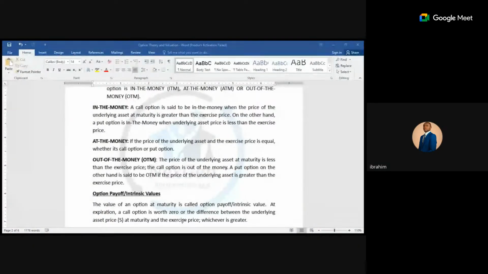In the money: a call option is said to be in the money when the price of the underlying asset at maturity is greater than the exercise price, meaning that you will make a profit. Say you enter into an option contract with UBA Bank that you will buy these shares at 15 naira. This 15 naira is the current price, but you will buy it in December at that 15 naira, right?